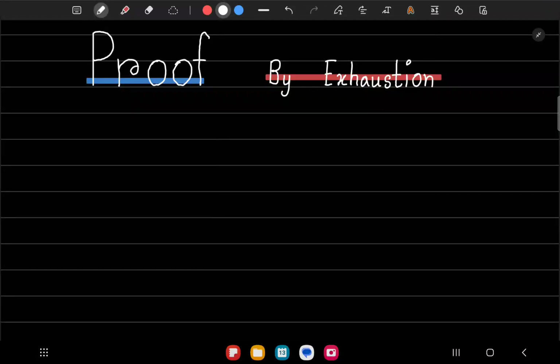In this lesson, we'll learn about proof by exhaustion. A proof is a logical argument to show that a mathematical statement is always true. For example, I might be asked to prove that all multiples of 2 are even numbers. These are basic proofs that have already been proven. We can use that to prove further things.